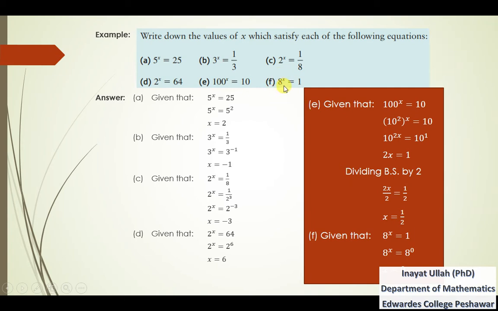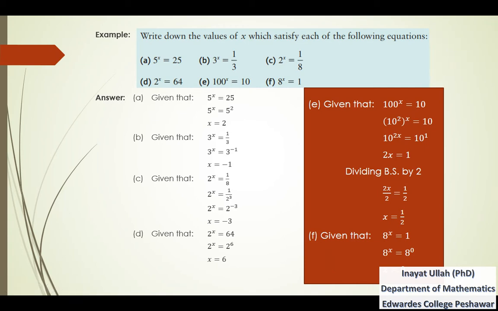And the last part is 8 power x is equal to 1. We are going to make these bases same. We know that something to the power 0 is 1. So this 1 can be replaced by 8 power 0. We can replace this 1 by 4 power 0, 2 power 0, 5 power 0, but in this case we need the base 8. So that's why we have written this 1 as 8 power 0. Again, bases are same, so x is equal to 0 is the solution of this equation.